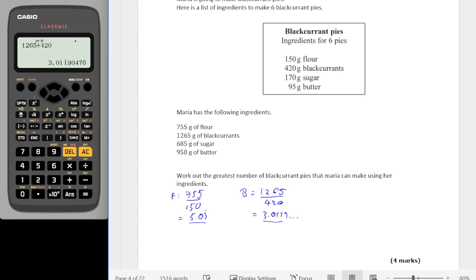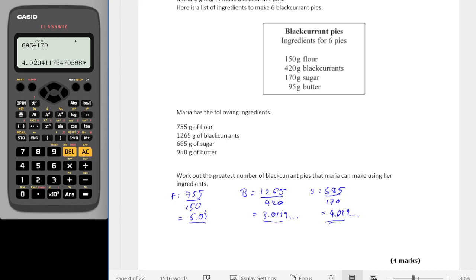So that's our limiting factor at the moment. If we then look at sugar, so for sugar she has got 685, and for each recipe she needs 170. So 685 divided by 170 gives me 4.029 dot dot dot. So it's our blackcurrant that's our limiting factor.